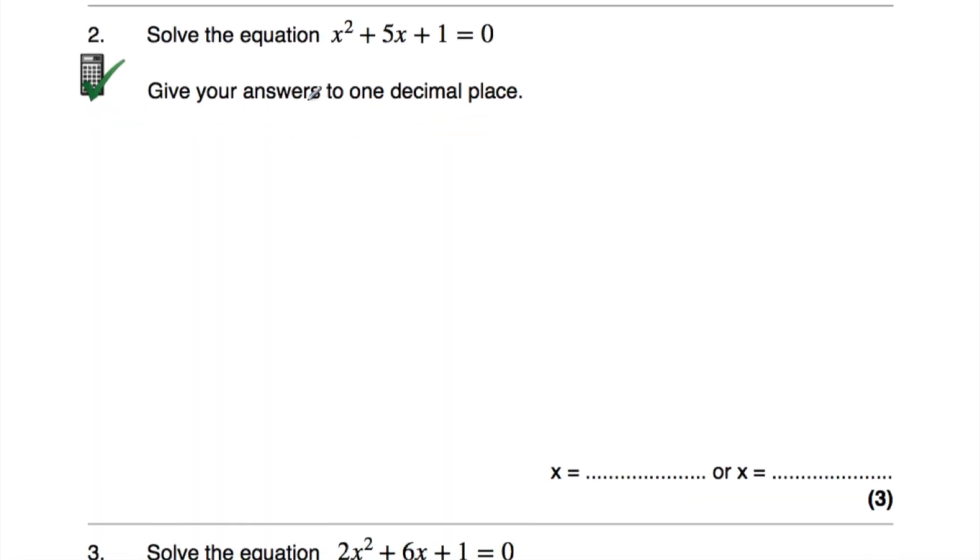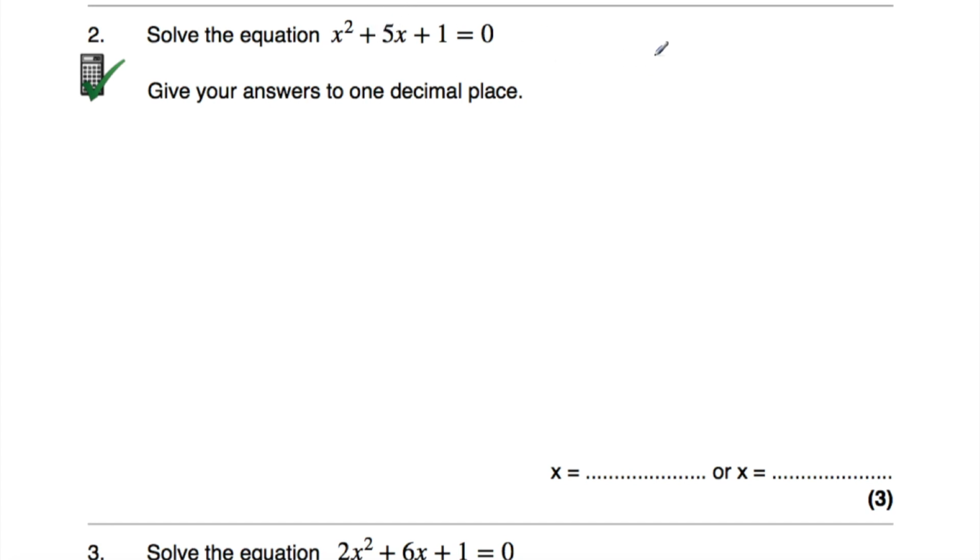So question number two says, solve the equation x squared plus 5x plus 1 equals 0, and give your answers to one decimal place. So a hint in this question that you're going to be using the quadratic formula is the fact that you've been asked to give your answers to one decimal place. And let's have a look at the equation we've been given. So equals 0, that's fantastic.